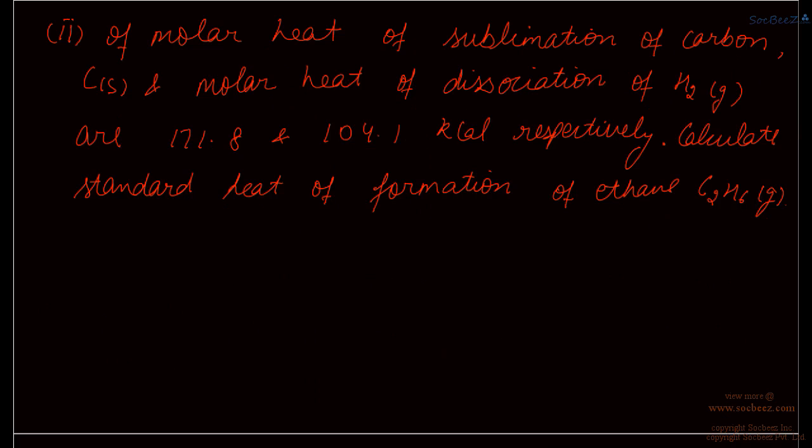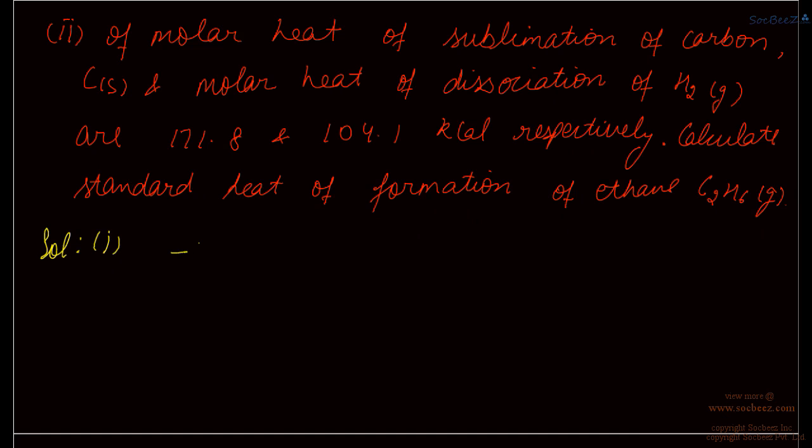So this is the first part of the problem, and in the second part, they are asking that if the molar heat of sublimation of carbon and the molar heat of dissociation of hydrogen are 171.8 and 104.1 kilocalorie respectively, calculate the standard heat of formation of ethane. Okay, so let's discuss the first part first.